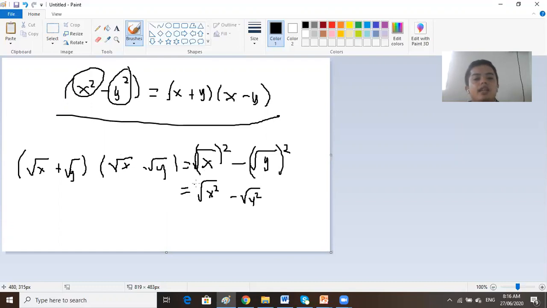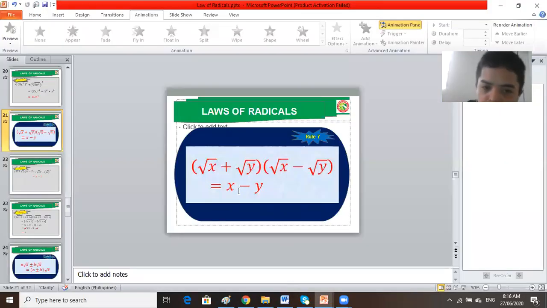Since the root and the exponent are the same, it will cancel out. Same here with y squared. So the square root of x squared is x. The square root of y squared is y. That is why we have here x minus y. This is the conjugate of radical.